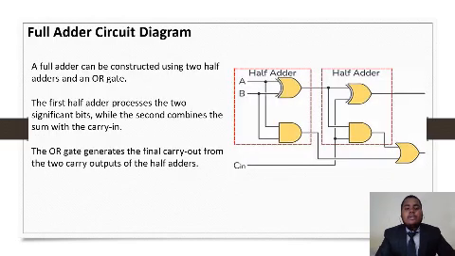Full adder circuit diagram. A full adder can be constructed using two half adders and an OR gate. The first half adder processes the two significant bits while the second combines the sum with the carry in. The OR gate generates the final carry out from the two carry outputs of the half adders.